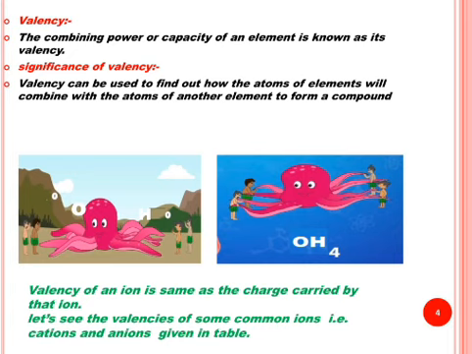Students, let us learn about the combining capacity of an element, that is valency, with the help of an interesting example given in your science textbook in this chapter. Look at this picture. Can you tell whose picture it is? Yes, it is an octopus. How many arms does an octopus have? Yes, you are right. 8 arms. How many arms we as human beings have? Yes, we have 2 arms.